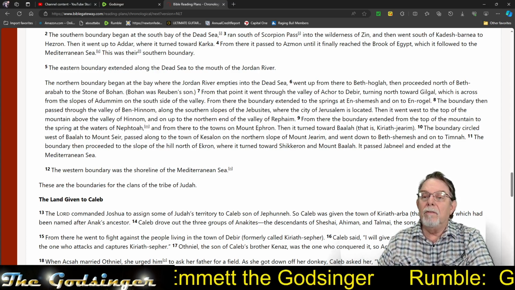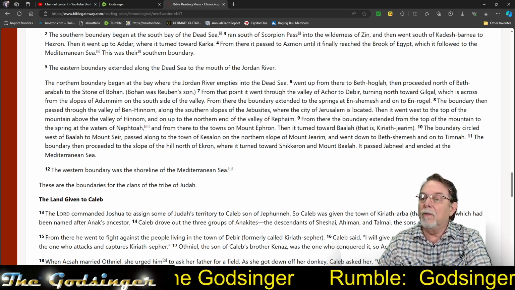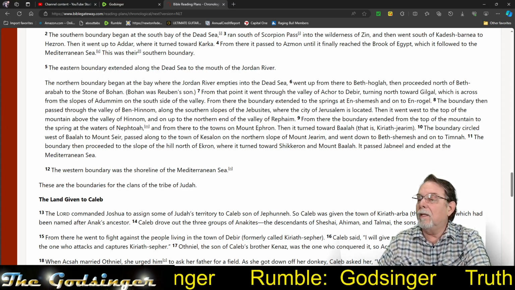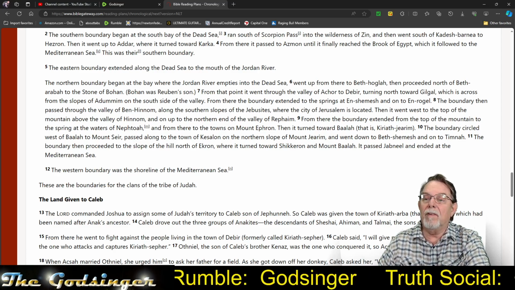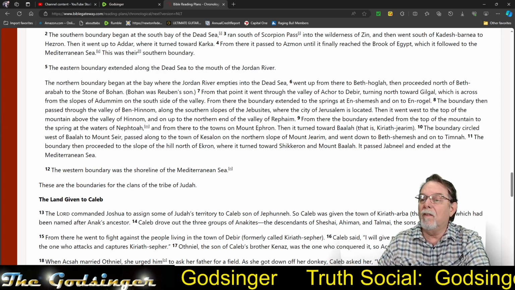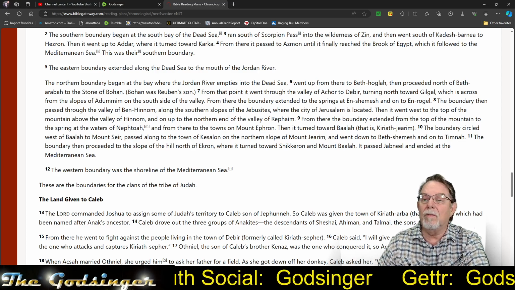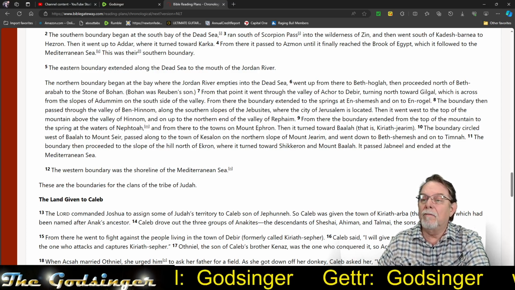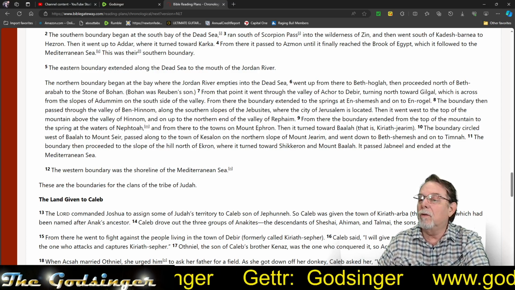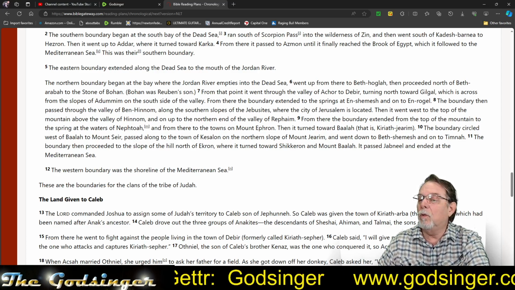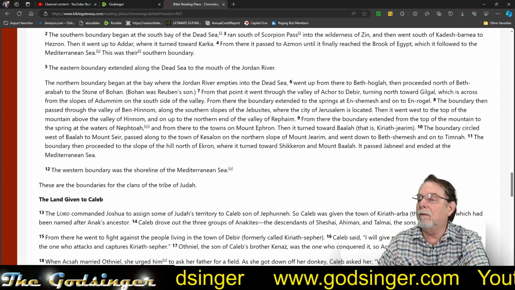The boundary then passed through the valley of Ben-Hinnom along the southern slopes of the Jebusites, where the city of Jerusalem is located. Then it went west to the top of the mountain above the valley of Hinnom and up to the northern end of the valley of Rephaim. From there the boundary extended from the top of the mountain to the spring of the waters of Nephtoah, and from there to the towns of Mount Ephron. Then it turned toward Baalah, that is Kiriath-jearim.